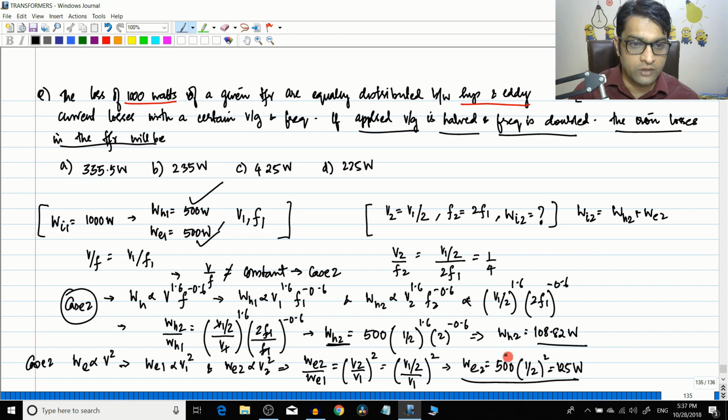So the eddy current loss is 125 watts and the hysteresis loss is 108.2 watts. From these two results you can write Wi2 is equal to WH2 plus WE2, hysteresis loss plus the eddy current loss.